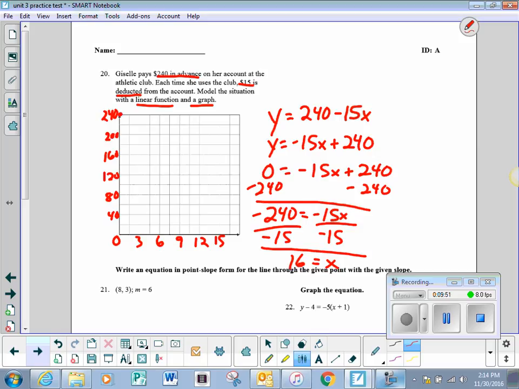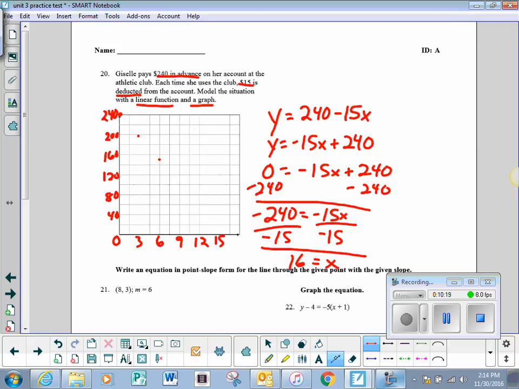Okay, so at 0, she's at 240. At 2, she would be at 210. Or at 3, she'd be at 195. At 6, she would be at 240 minus 90. So at 6, she'd be at 150, and so on.